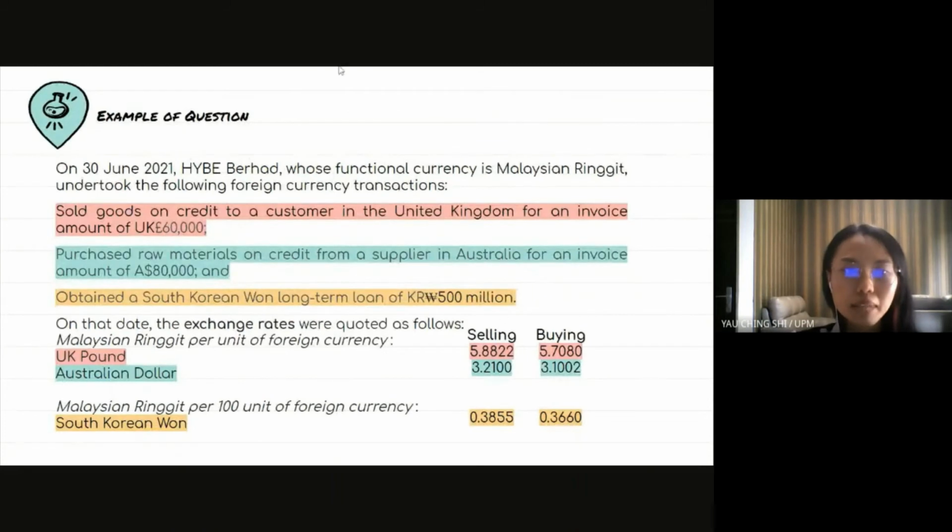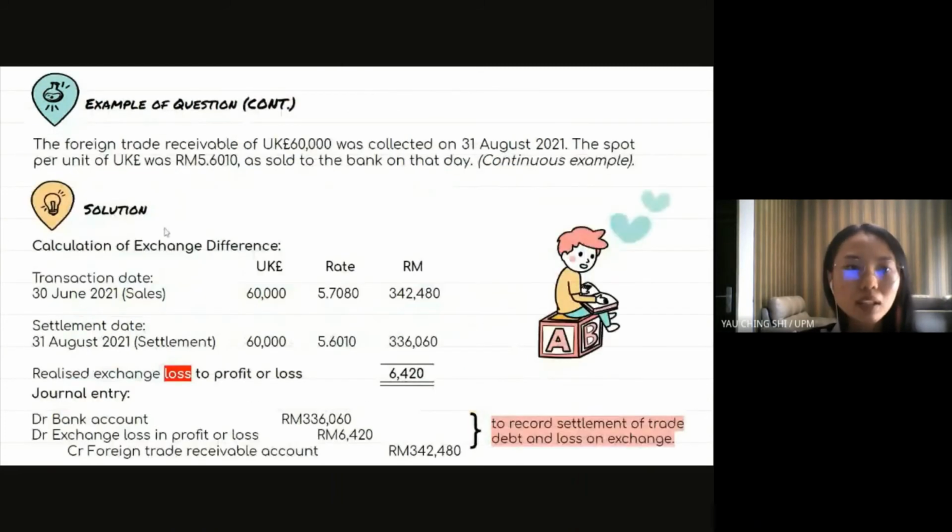The example question is the same as the previous example, however there is additional information here. The foreign trade receivable of UK pound 60,000 was collected on 31st of August 2021, meaning 2 months afterwards, and the spot rate per unit of UK pound was RM 5.6010. And the solution here.